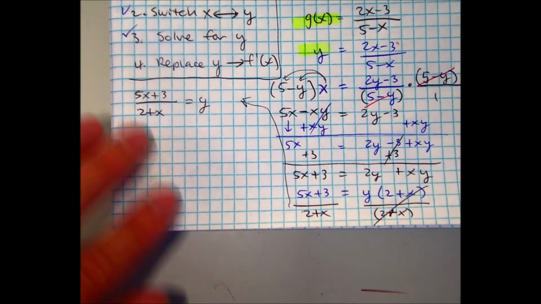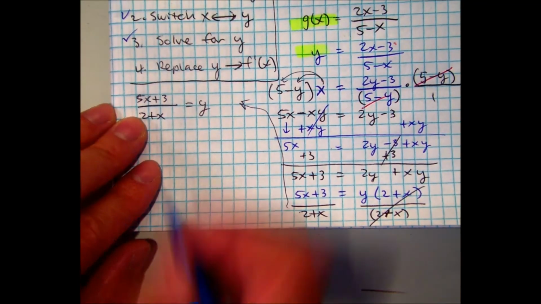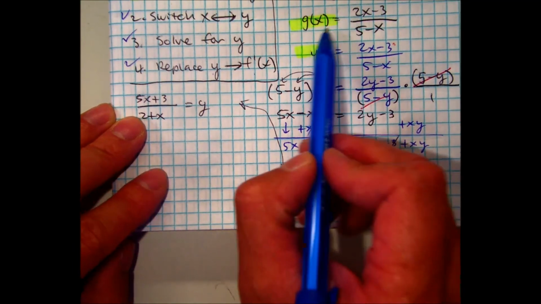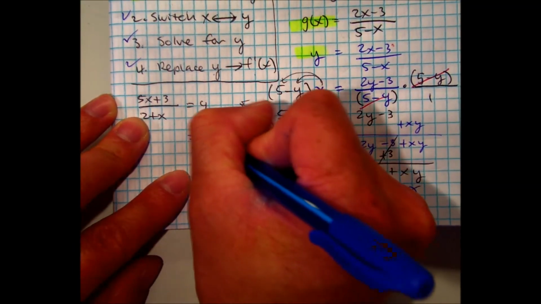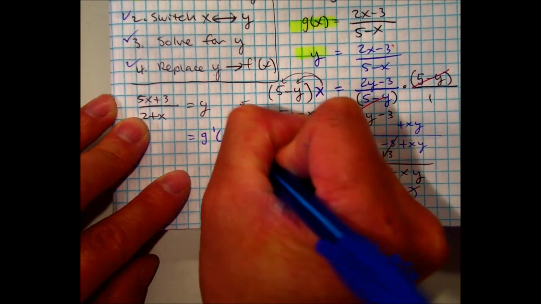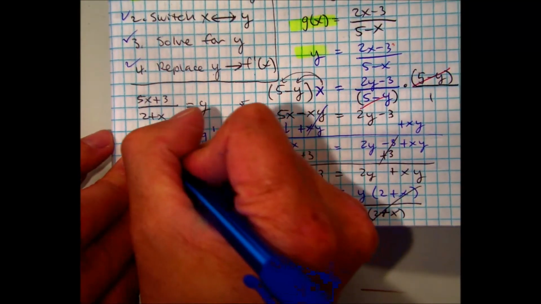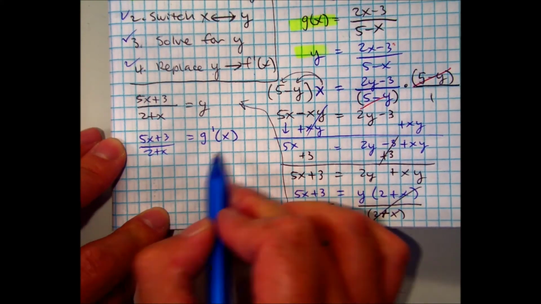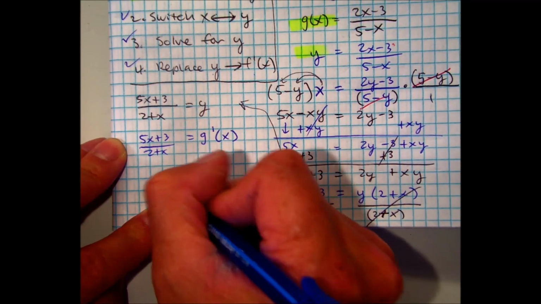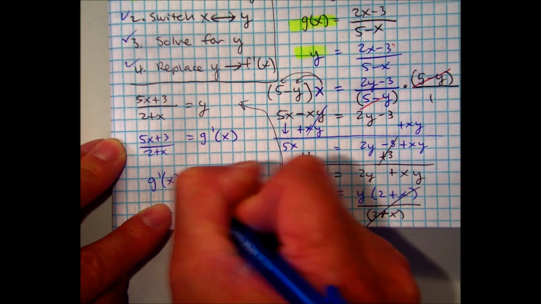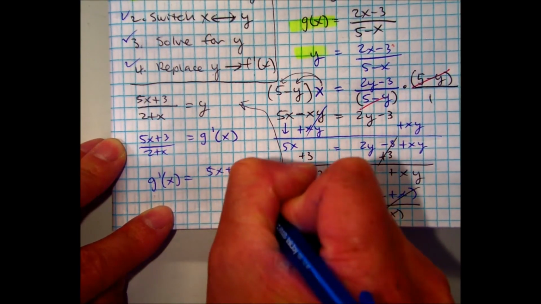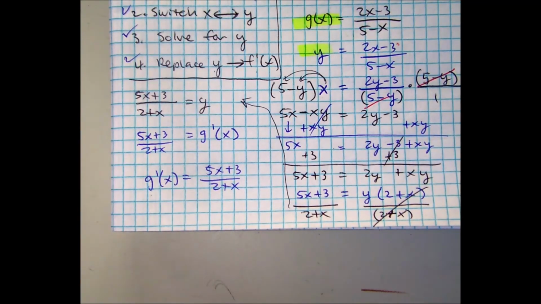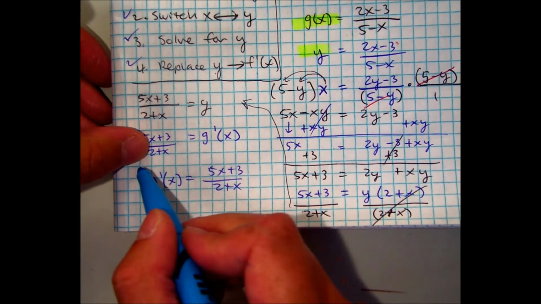And in the last step, what am I going to do, class? Take the y and put back your original function, but the inverse of that function. So we'll have the inverse of g of x equals 5x plus 3 over 2 plus x. And normally we like to write the y equals or the function on the left side. So inverse of g equals 5x plus 3 over 2 plus x. And this is how we found the inverse of g of x.